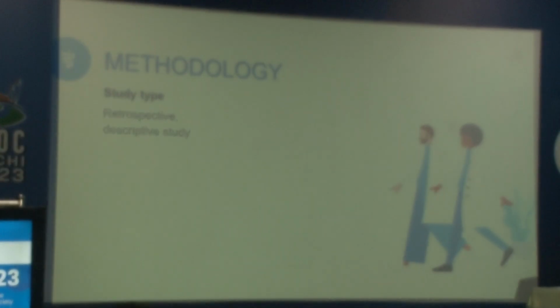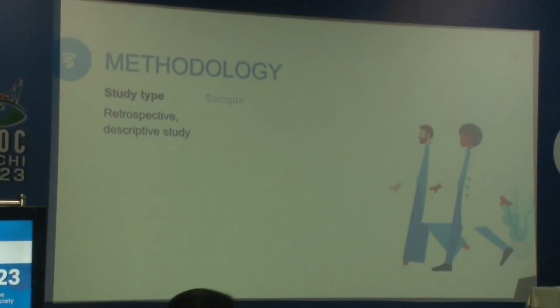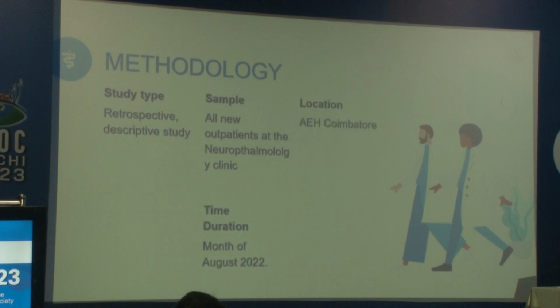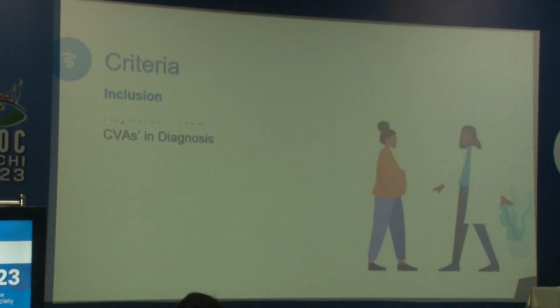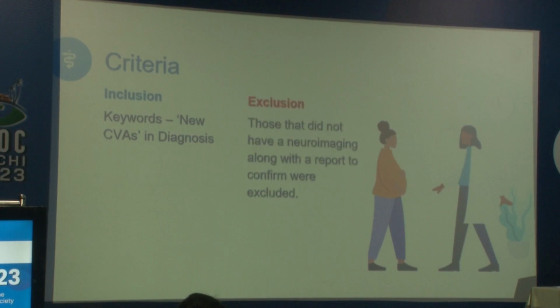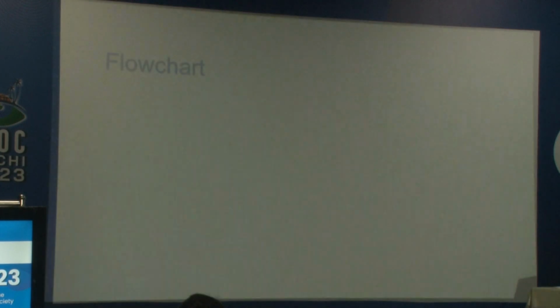And the methodology: it was a retrospective, simple, descriptive study of all new patients at the neuro-ophthalmology clinic at Aravind Eye Hospital, Coimbatore, during the month of August 2022, which was my posting. The inclusion criteria was all new cases of CVA during that period, and those that did not have neuroimaging along with the report to confirm were excluded.